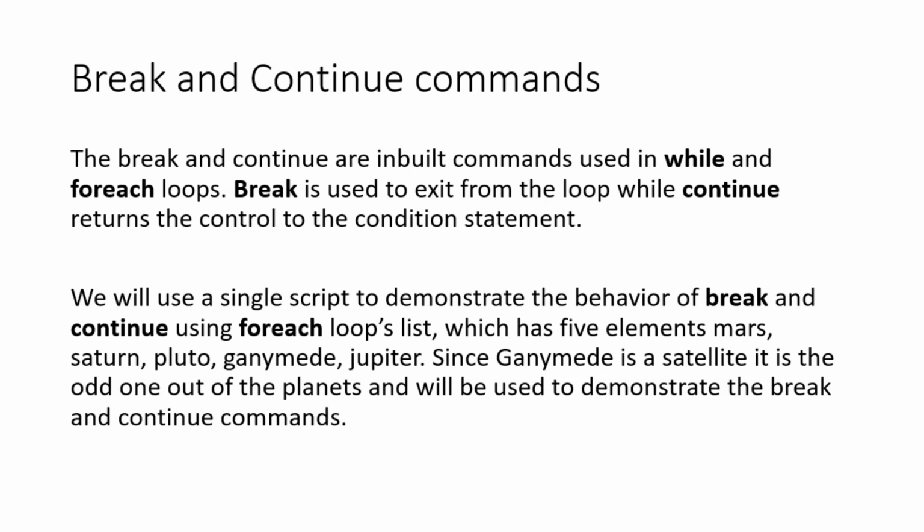We will use a single script to demonstrate the behavior of break and continue using a foreach loop's list, which has 5 elements: Mars, Saturn, Pluto, Ganymede, and Jupiter. Since Ganymede is a satellite, it is the odd one out of the planets and will be used to demonstrate the break and continue commands.